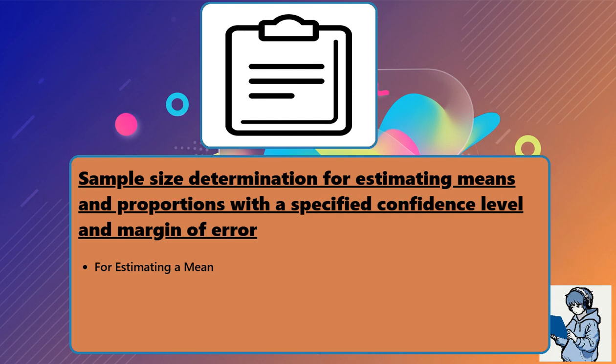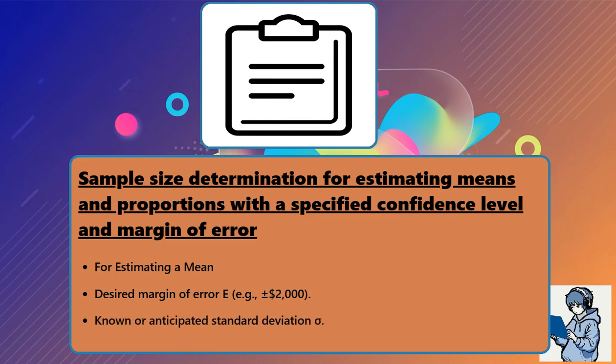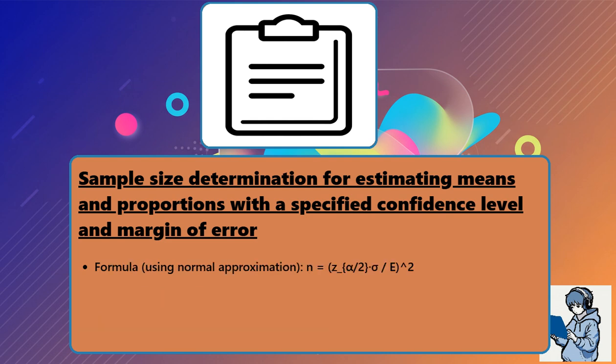For estimating a mean, desired margin of error E, for example, plus or minus $2,000. Known or anticipated standard deviation sigma. N equals (Z sub alpha over 2 times sigma, divided by E) squared. Example, a financial analyst expects the monthly profit standard deviation sigma equals $10,000.